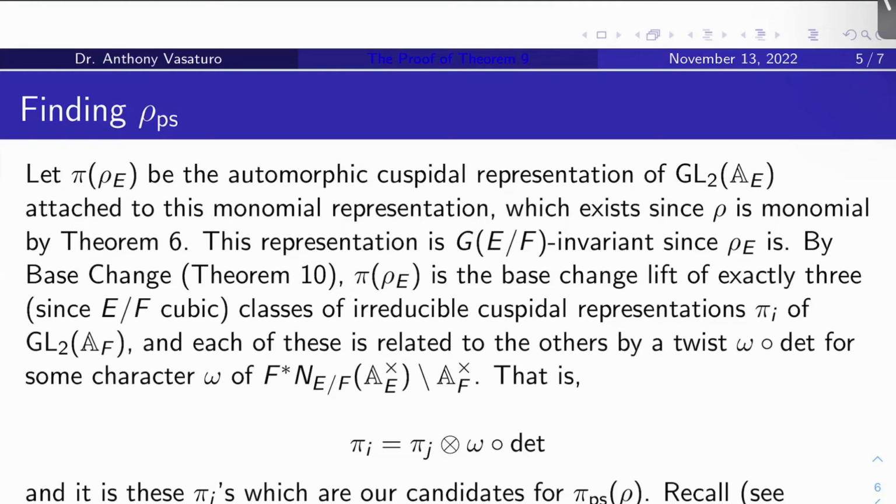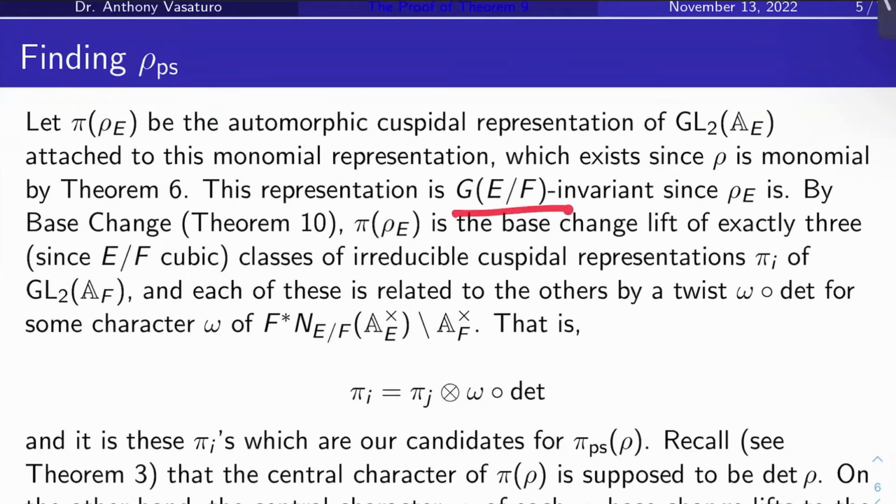Okay. Now, this representation is Galois invariant because rho_E is Galois invariant by construction, right? So I can apply base change, theorem 10 from the last video. What that shows me, though, is that unfortunately, pi of rho_E is the base change lift of exactly 3 different classes of irreducible cuspidal representations, pi_i of GL2 of the adeles of F, not just one. Why 3? Because E over F is cubic, right? So there's 3 options.